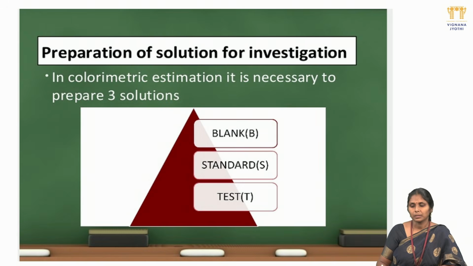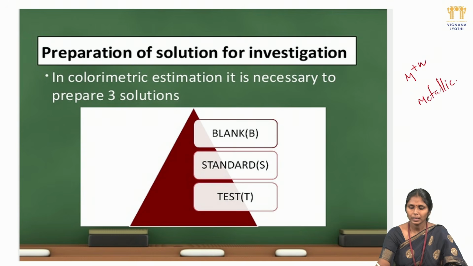Coming to this experiment, the main aim is to estimate the amount of metal ions present in a metallic solution. For that metallic solution, we have to take either copper sulfate or ferrous sulfate, whatever it may be. Whatever solution we are taking, it should be in complex form, a colored complex. Based upon the color, we can set the wavelength.